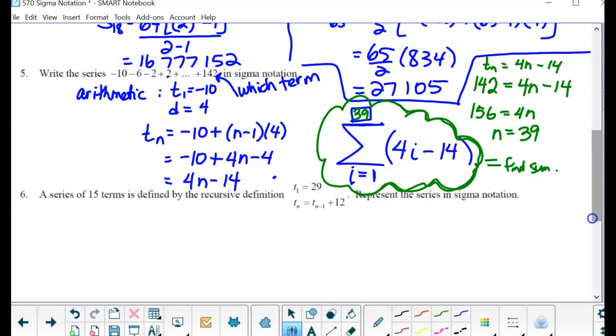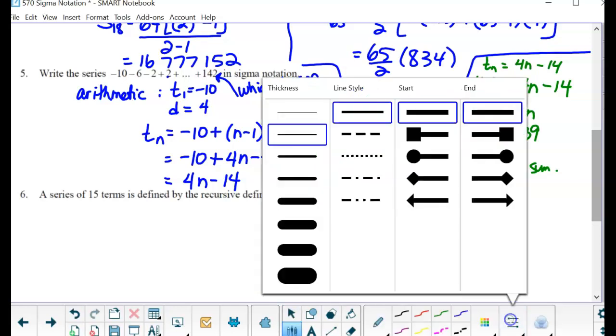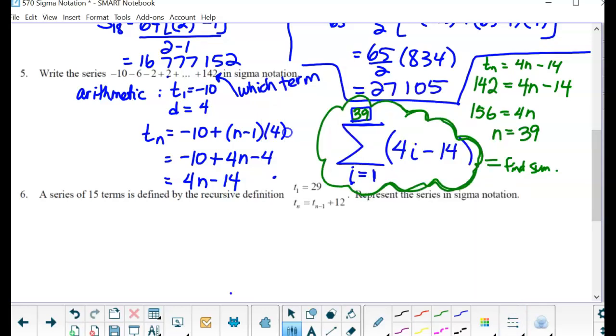So in question 6, a series of 15 terms is defined by the recursive definition, represented in sigma notation. So just write out the first few so that we can see what we have here. T1 is 29, okay? And it's a series, so I'm going to put the plus in between. And then the second term is the first term plus 12. So that would be 41. And then plus 12 again is 53, all the way up to the 15th term.